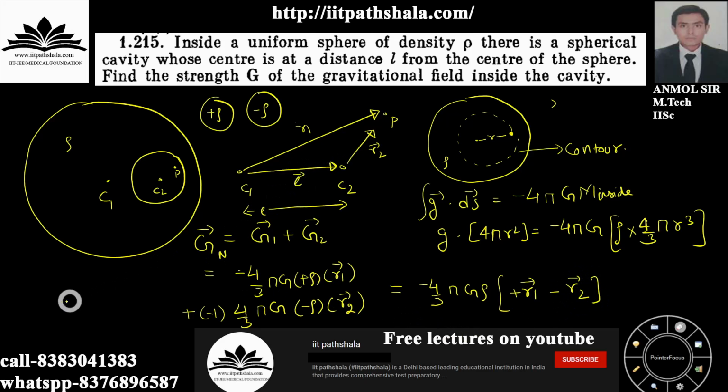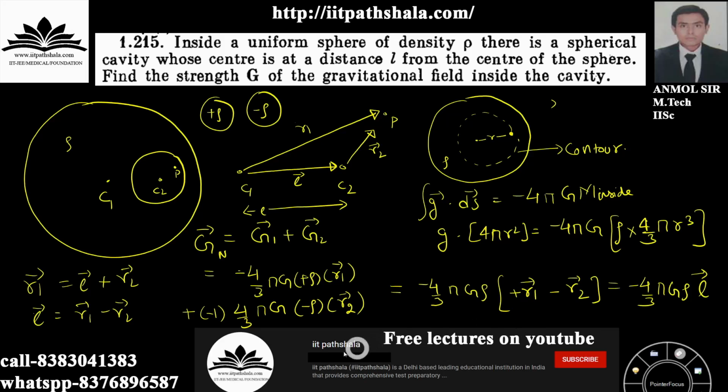Now from the vectors itself, if you see this vector triangle over here, you will know that R1 vector is nothing but L vector plus R2 vector. So L vector is coming out to be R1 vector minus R2 vector itself, guys. Okay, so you are left with minus 4 by 3 pi G rho L vector, which is the appropriate solution of the following problem, guys. Okay, so nothing fancy about that.